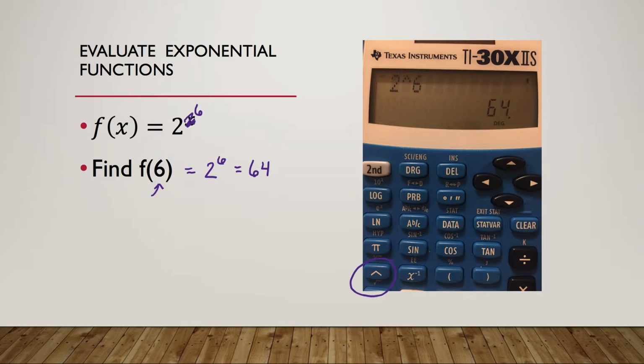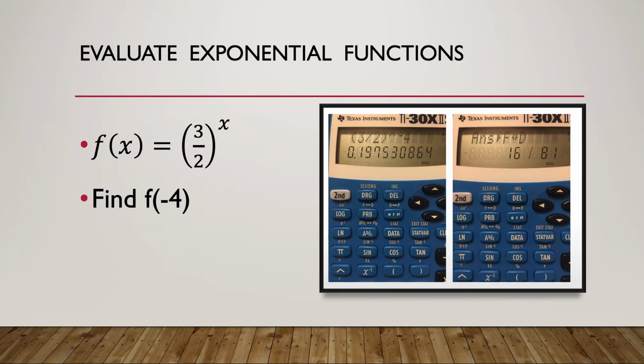All right, so let's try one more. What if we had a function f of x is equal to 3/2, and we're raising that to the x? Now, the process stays the same. Whatever we have inside the parenthesis, we're going to plug in for the x. So we're going to be substituting in a -4 for that x value.